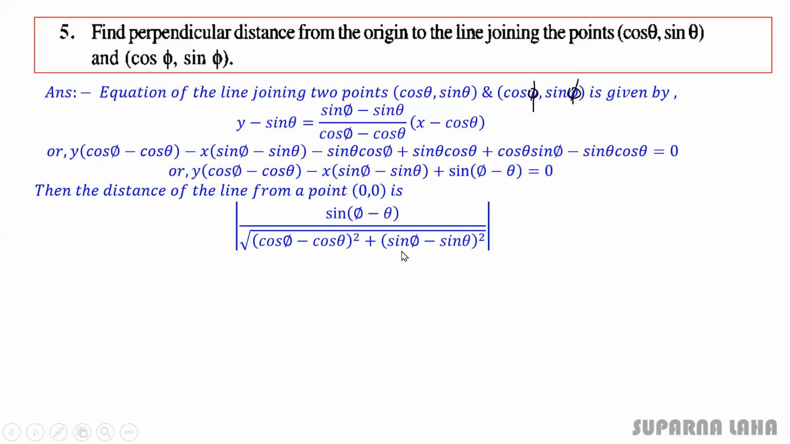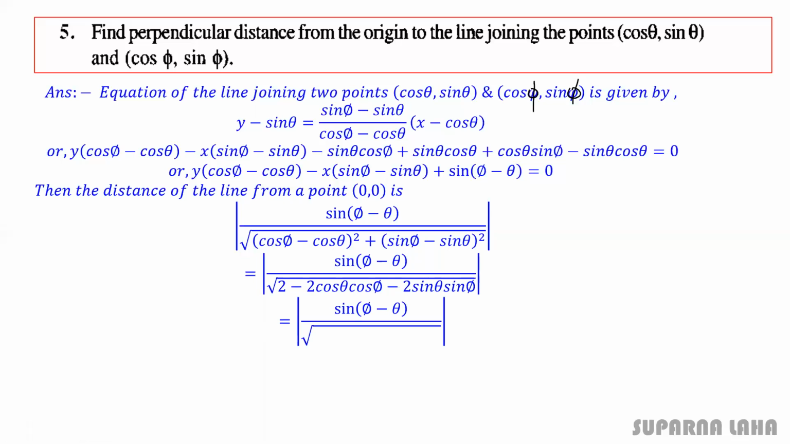(a minus b) the whole square, (a minus b) the whole square. So cos square phi plus sin square phi is 1, and cos square theta plus sin square theta is 1. That means 1 plus 1 is 2, and minus 2 cos theta cos phi and minus 2 sin theta sin phi. Now again take this 2 common. So you will find this is sin(phi minus theta) by root over 2 into (1 minus cos(phi minus theta)).